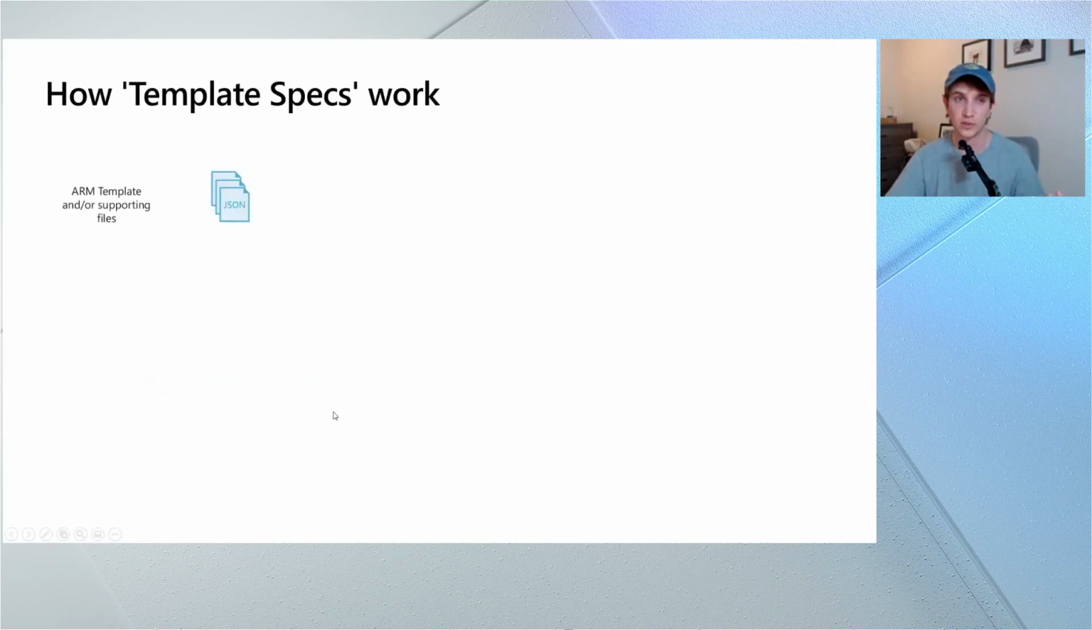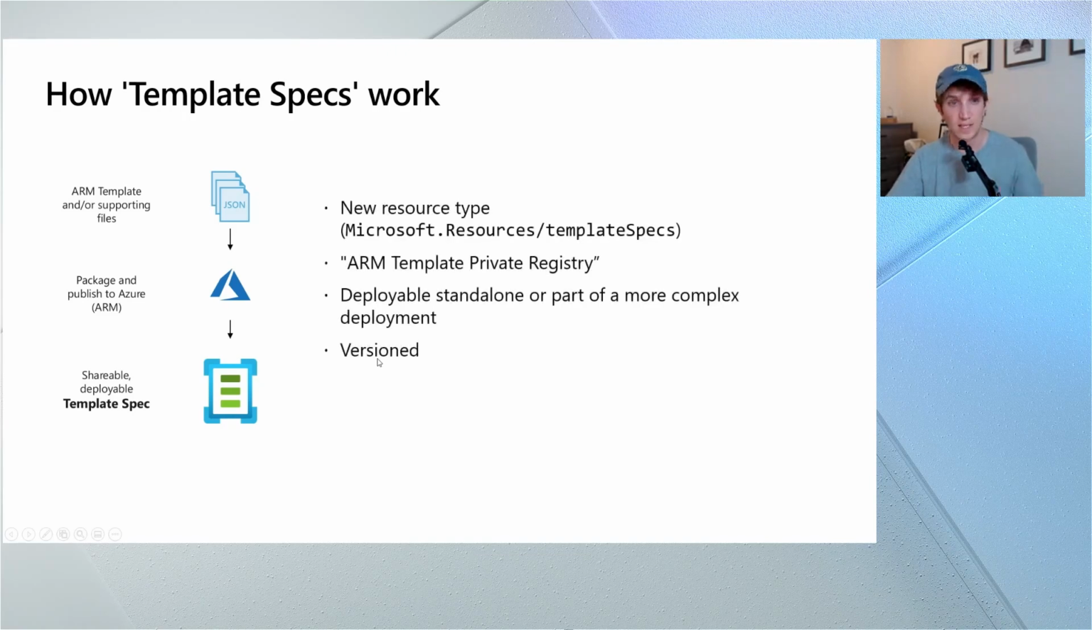So let's talk about how template specs are going to work. Basically, you take your ARM template and any supporting files. If you have linked templates or other artifacts, they'll all get packaged into the template spec. It'll package it and send it to Azure, to ARM, and what that will do is create the template spec. At that point, I have an Azure resource that is my template spec, and I can deploy it wherever I need to deploy it. This is a net new resource type, so it's under the Microsoft.Resources namespace. It's called templateSpecs.